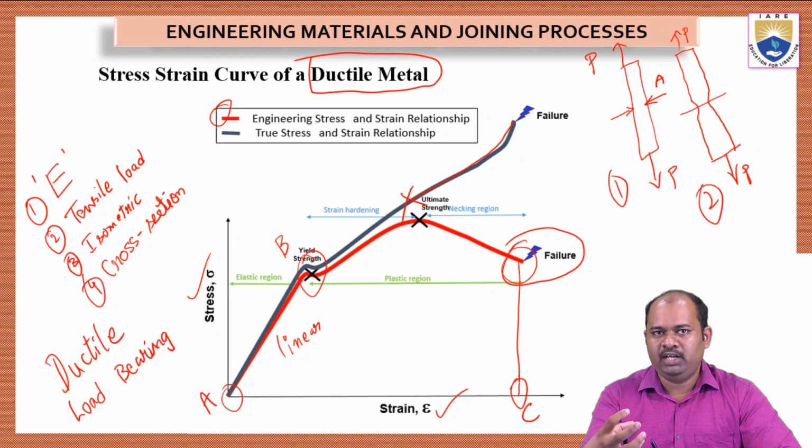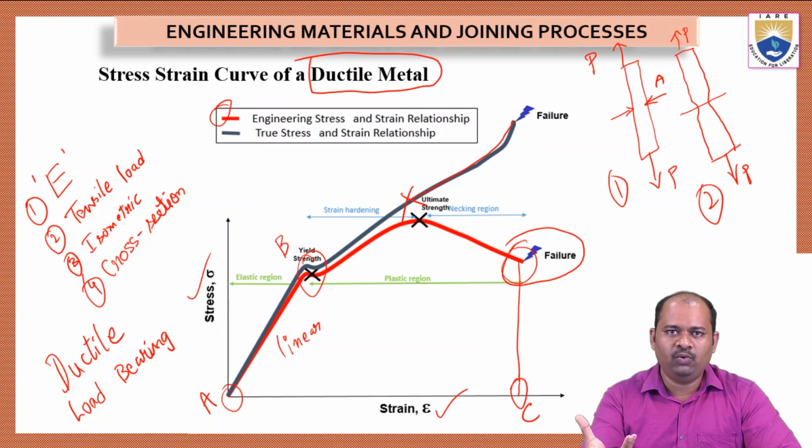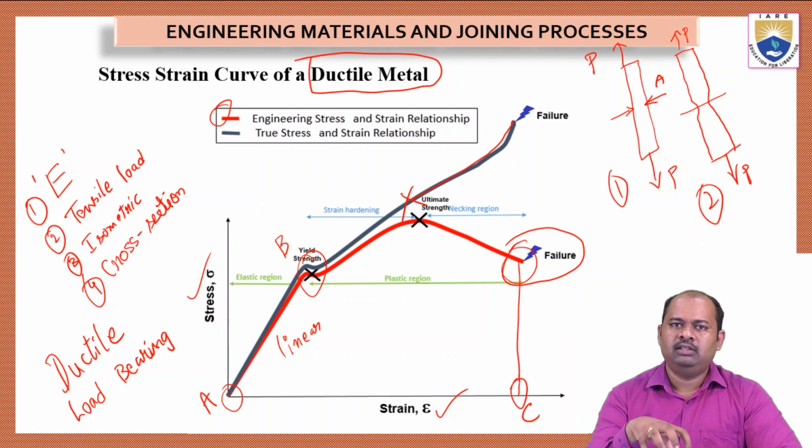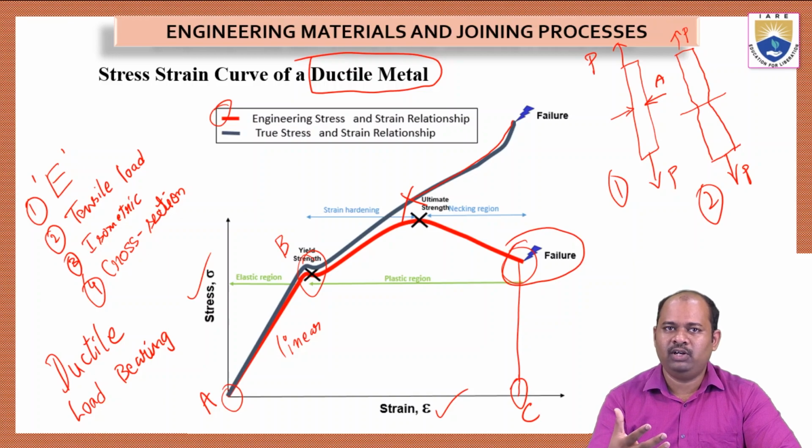Because it shows some kind of deformation before failure, it can be used in most of the engineering applications where we are dynamically applying loads. Most of the automobile and aerospace bodies are made up of these ductile metals only, because we can identify the deformations, so that we can understand the body is being overloaded and we can change the body or we can change the design.